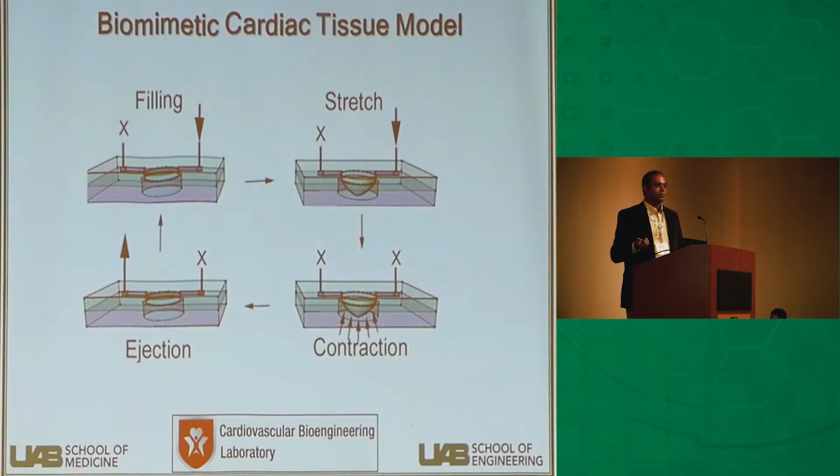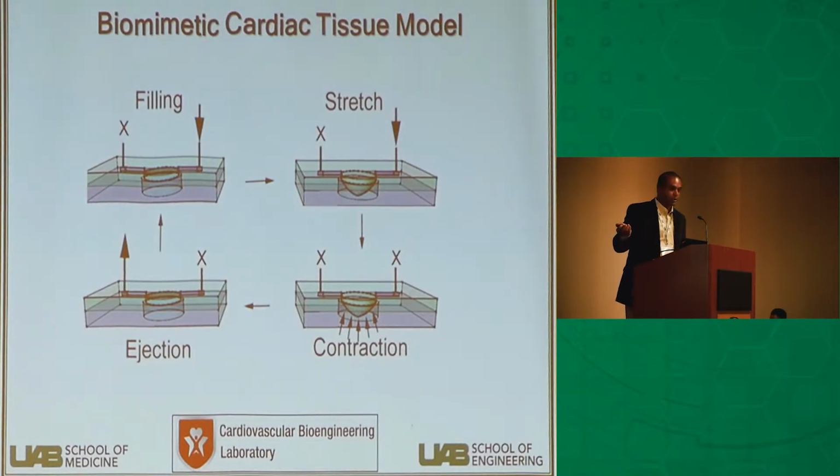So in order to do this, we developed what we call the biomimetic cardiac tissue model. This is just a simplified schematic of what really goes on with this model. This is really to mimic left ventricular function, but in reality, this model can mimic pressure volume loading associated with any chamber of the heart at any stage of development.